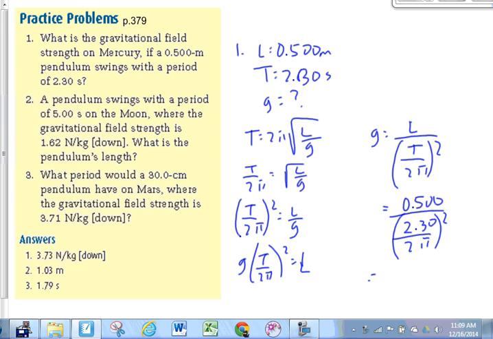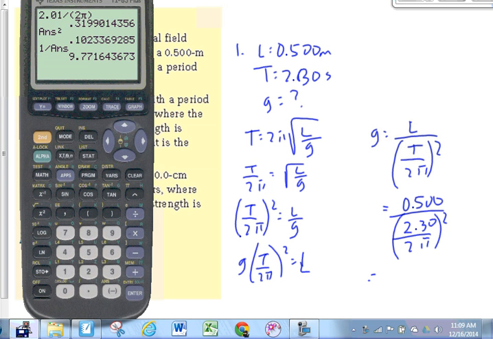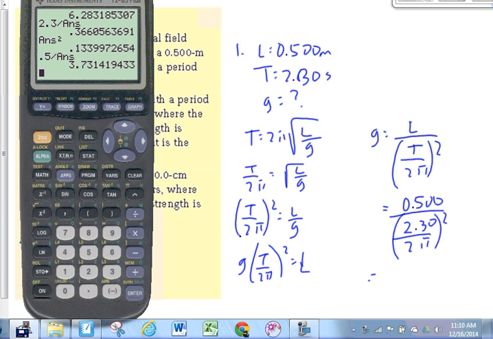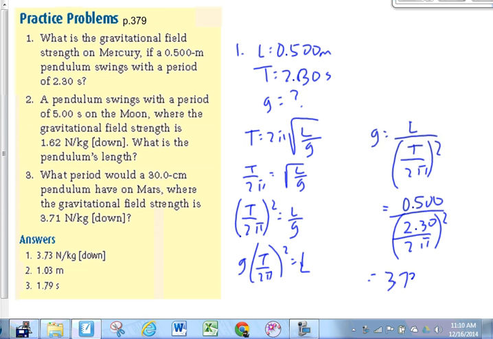So what's on our calculators? Get 2 times pi, get a number, 6.28, right? Say 2.3 over that. Get a number for it, square it, get a number for it, and then let's take 0.5 divided by that. And we get 3.73. Right, does that make sense? And of course it's going to be downward because the gravitational field is always pointing downwards, right?